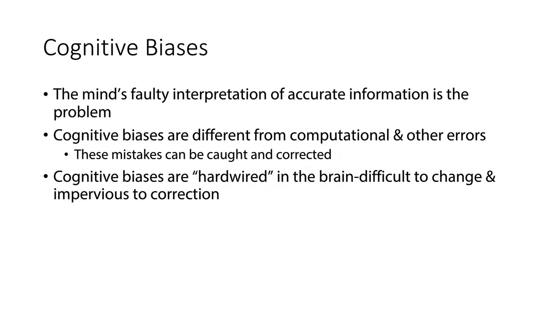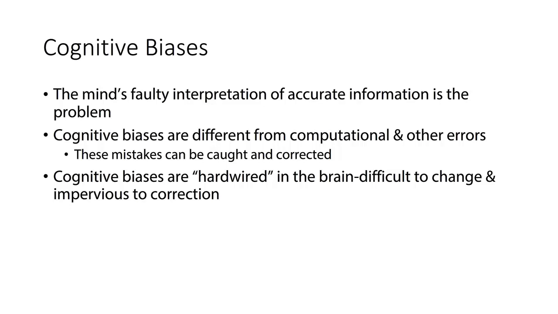Cognitive biases are another favorite go-to for System 1. These differ from the rules of thumb and shortcuts of heuristics. These are the mind's faulty interpretation of accurate information. Cognitive biases are different from computational errors and other kinds of errors. Those mistakes can be caught and corrected.